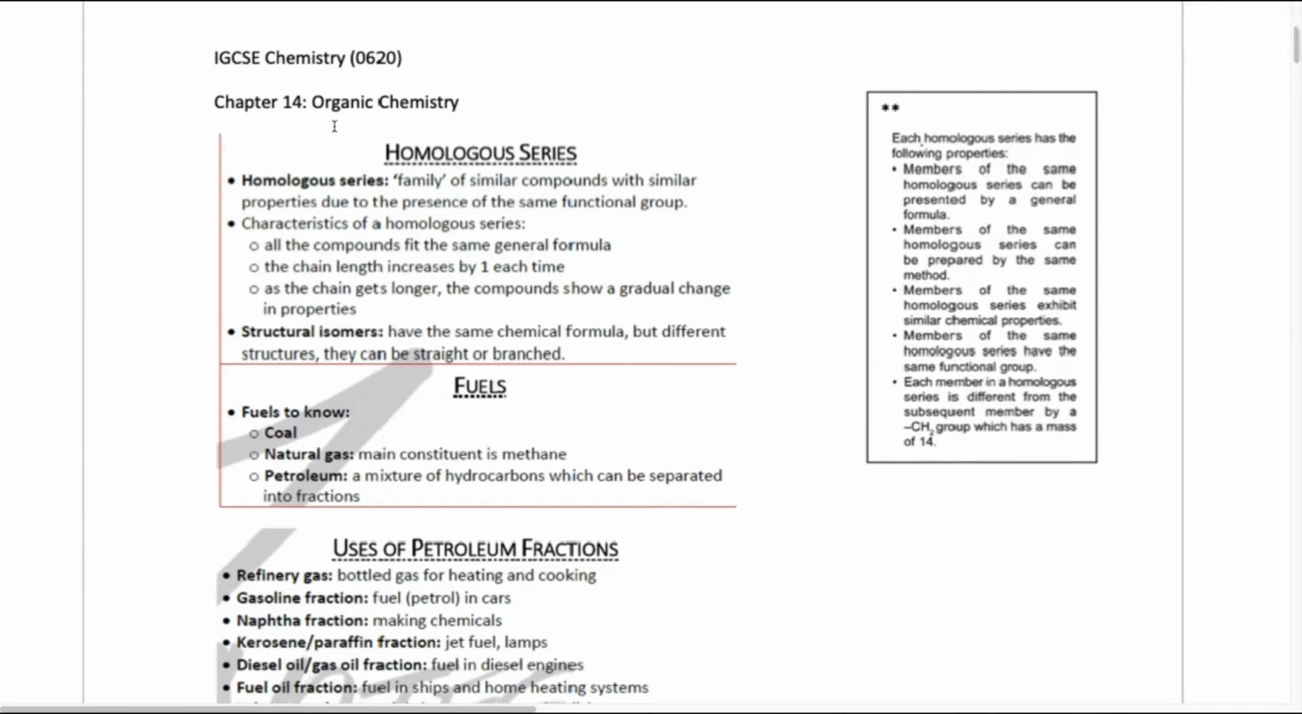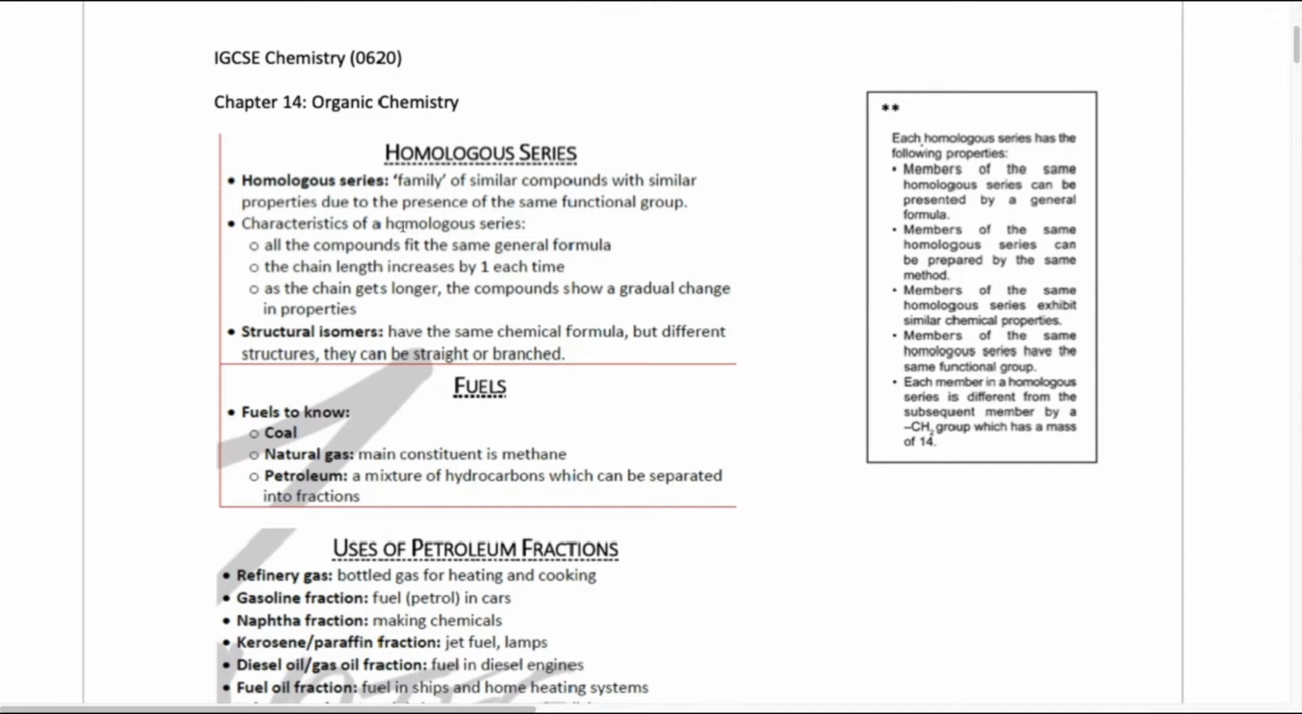Now let's see chapter 14, Organic Chemistry. Homologous series: a family of similar compounds with similar properties due to the presence of the same functional group. For example, alkane is a family or a homologous series, and alkene is also a homologous series. It's also a family or group of members with similar chemical properties. Alcohol is another homologous series, carboxylic acid, and so on.